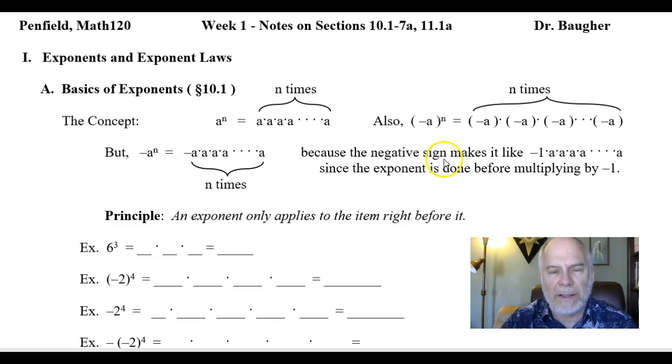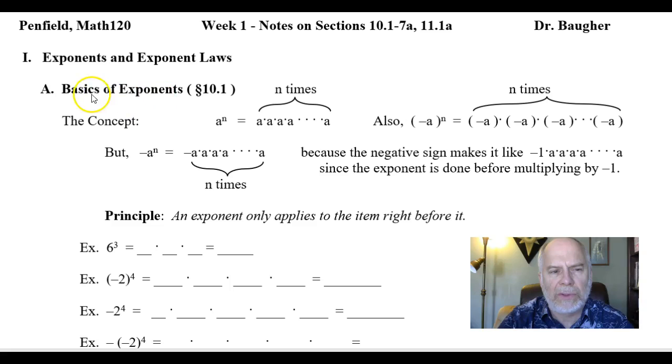Okay, this is the lecture on the notes for week one, sections 10.1 to 10.7, first part of 10.7, and the first part of 11.1. This is about exponents and polynomial operations, and a little bit on factoring. Next week we'll finish the material on factoring and then look at solving quadratic equations. But this week, just some basics from chapter 10 and a little bit of chapter 11.